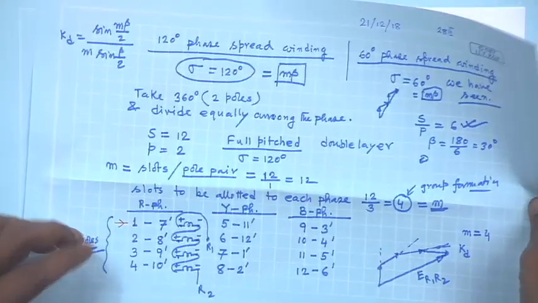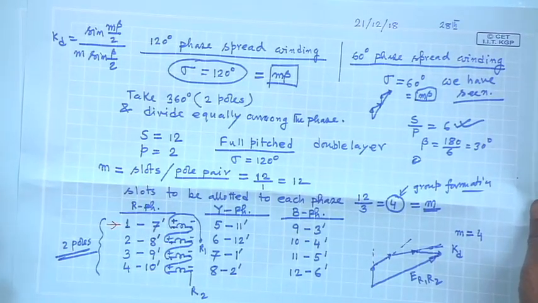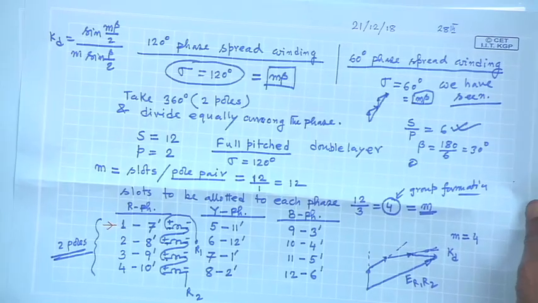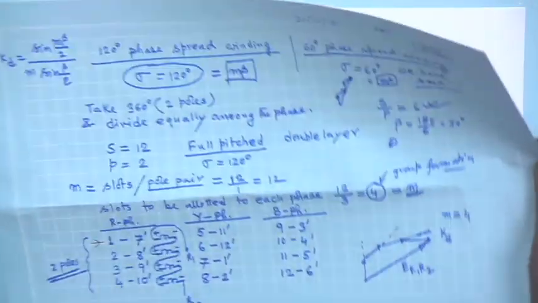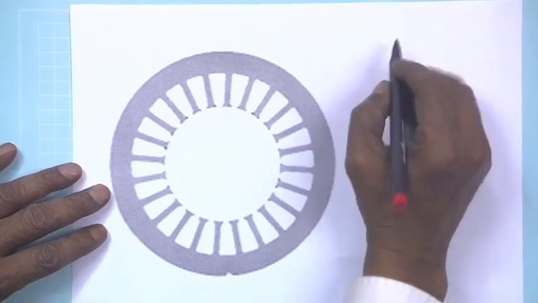Welcome to this next lecture, and we were discussing the 120 degree phase spread winding. So, we took a rather simple example with two poles. Well, if the number of poles is 4 and the slots are different, then how do we handle this? Suppose here is the example.